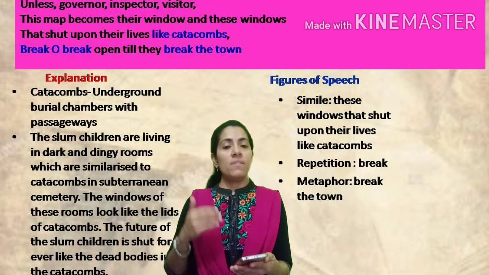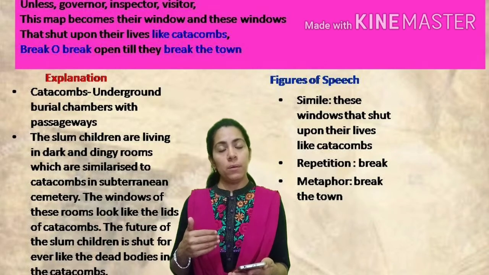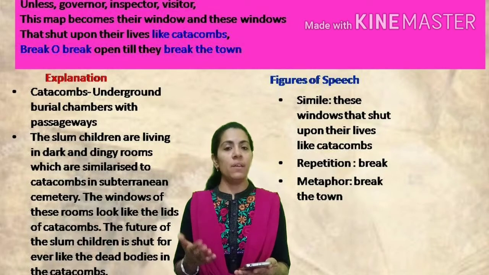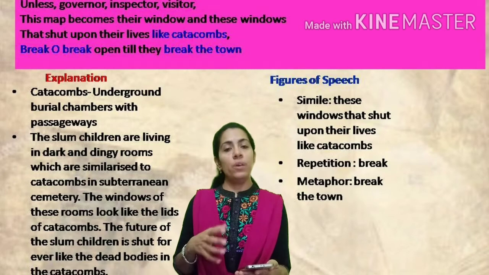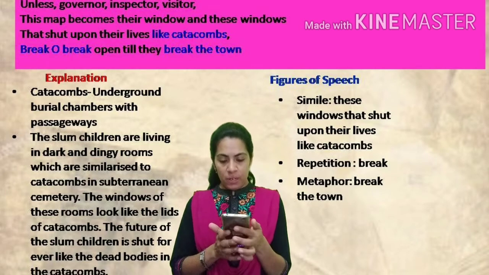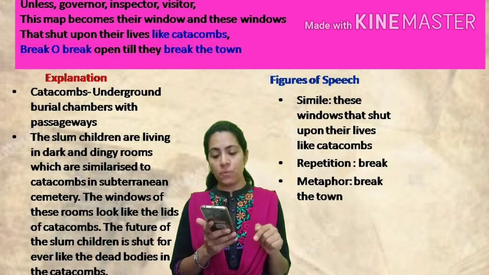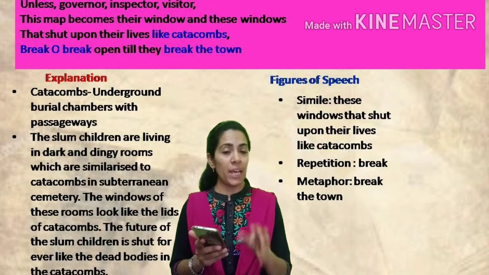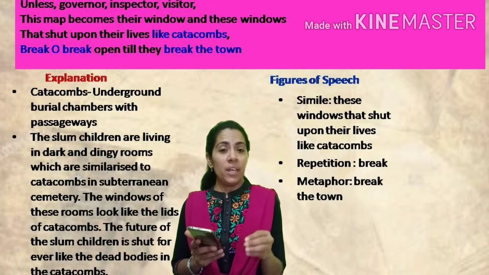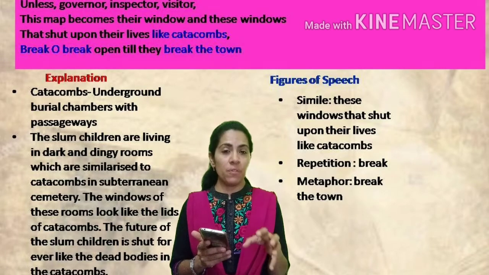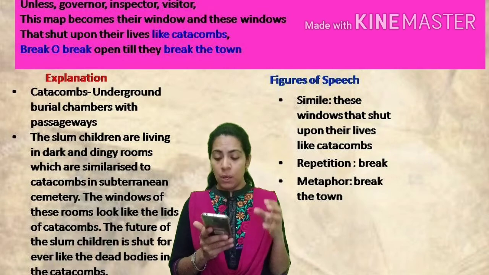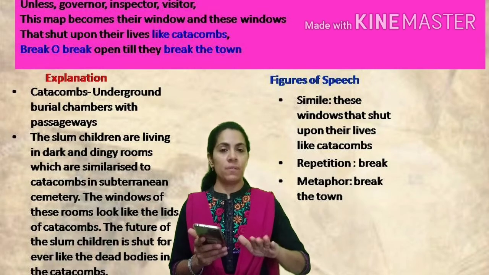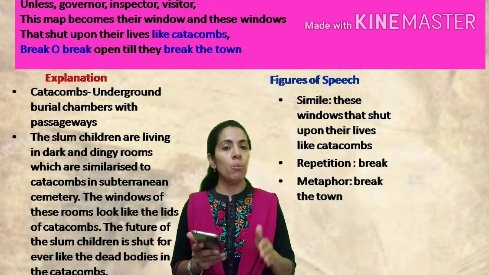The poet seeks the attention of the authorities, and he definitely understands that their contribution is going to be a mammoth one in this task. So he's saying the windows which are shut upon them right now, the windows are shut. They're living their lives in shanty places, in cramped holes, in rooms which are dingy and dark, and these windows are like the lids. Catacombs were the underground burial chambers.